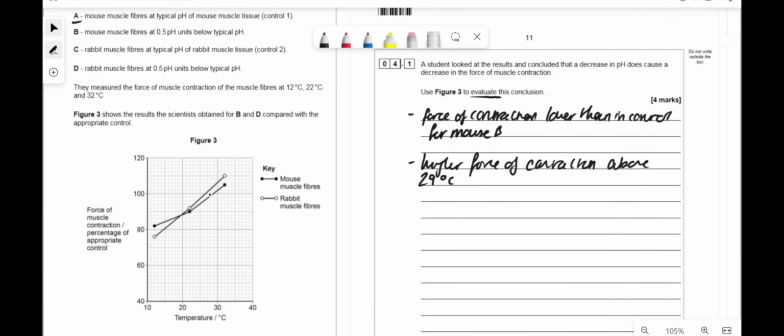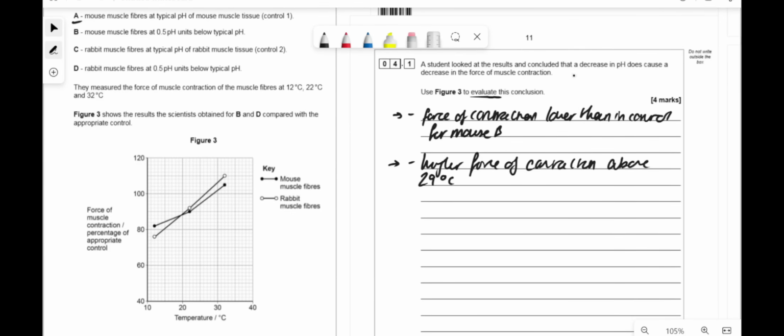So what that means is that they're actually contracting stronger than the controls, which doesn't really say that pH is the only thing affecting it, because if that were the case, changing the temperature would have no effect. But changing the temperature, as you can see, increases it. So therefore, temperature also plays a role as well. This obviously supports their conclusion, this doesn't really support it. So we need to continue analyzing what's going on here.